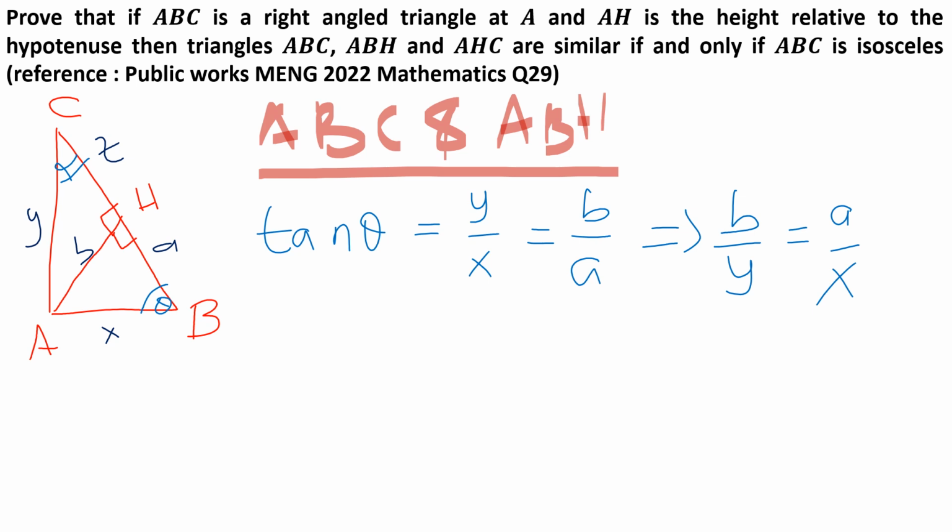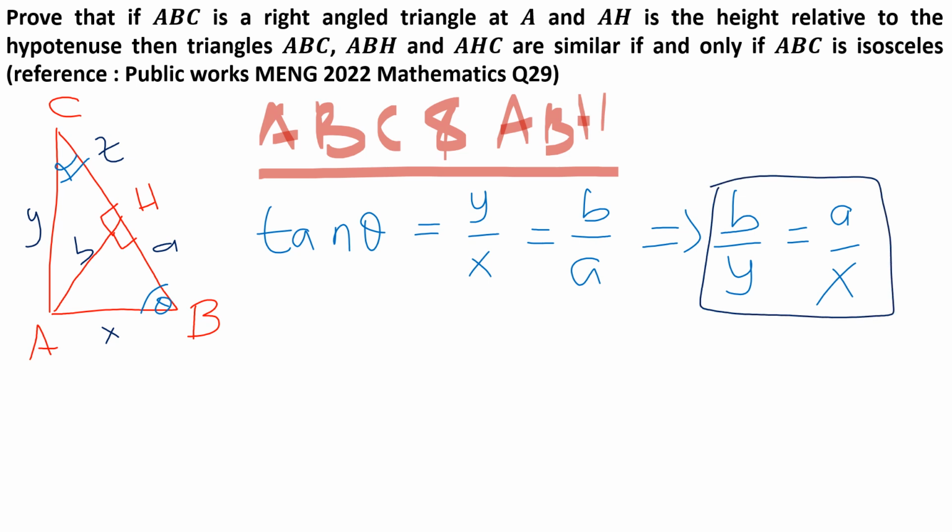Focus on the triangle. B and Y are opposites. That's why I'm doing the ratio, so that it gives me the ratio of the corresponding side lengths. Now, what about A and X? A is the adjacent of the smaller triangle ABH, while X is the adjacent of the bigger triangle ABC. You realize that the ratios between corresponding side lengths are equal.